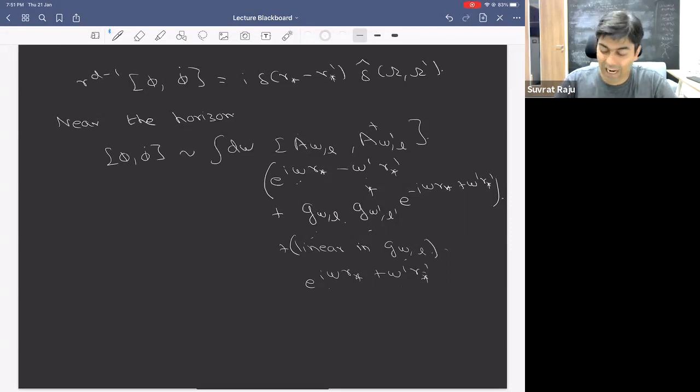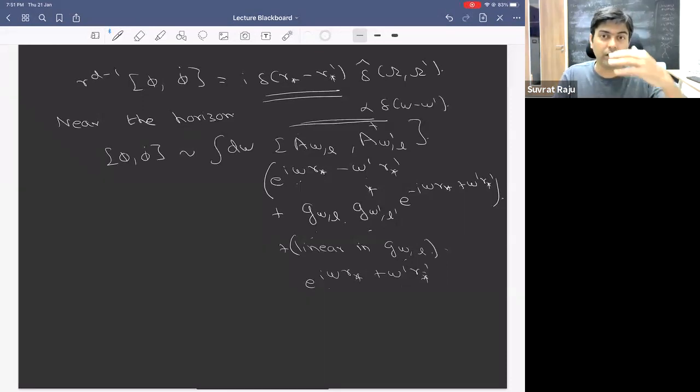But remember, in the end, you want to get a delta of r star minus r star prime. How could you get a delta of r star minus r star prime? You could only get it if this commutator was proportional to a delta of omega minus omega prime. But remember that the integral over omega is an integral over positive omega. So this expression is still only going to give you an e to the i omega into r star minus r star prime. The only way you can get the other term, which is an e to the minus i omega into r star minus r star prime, is if this is 1.